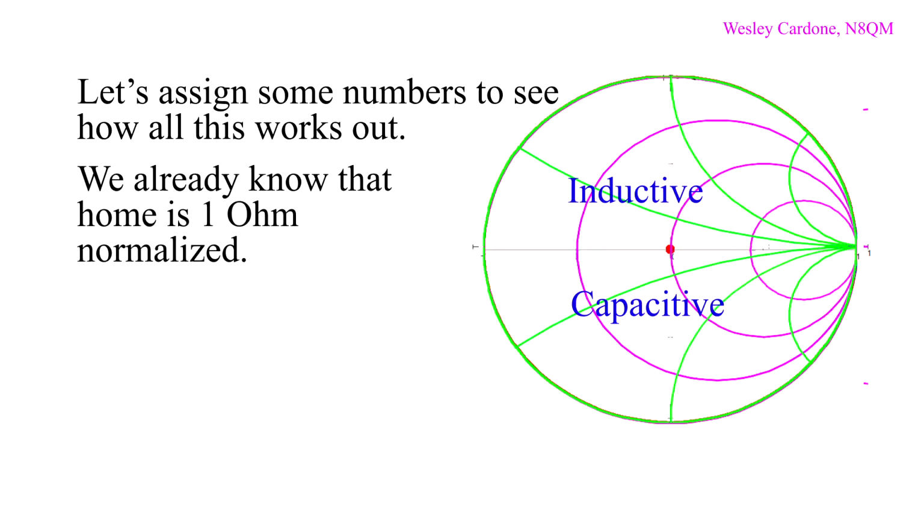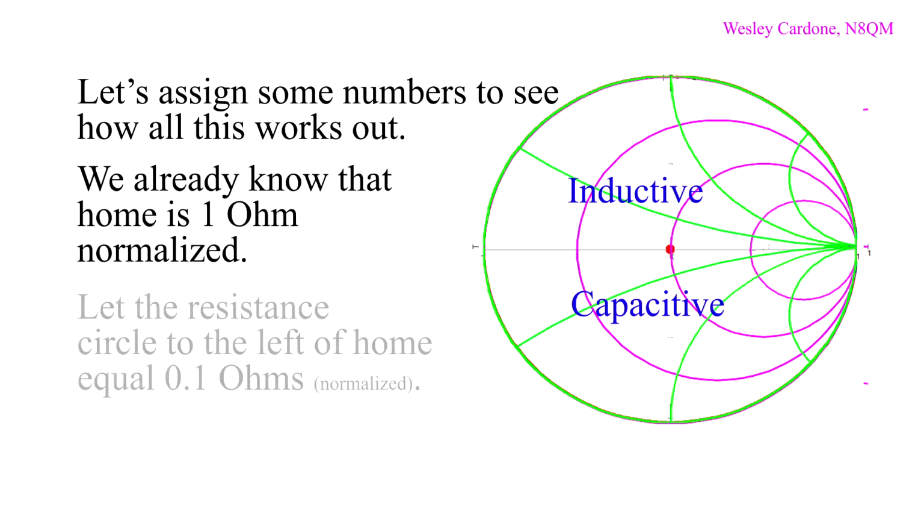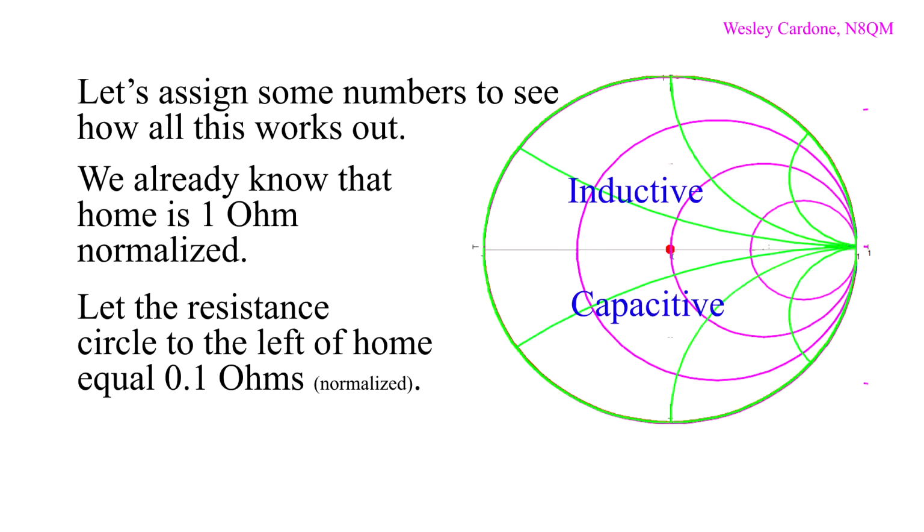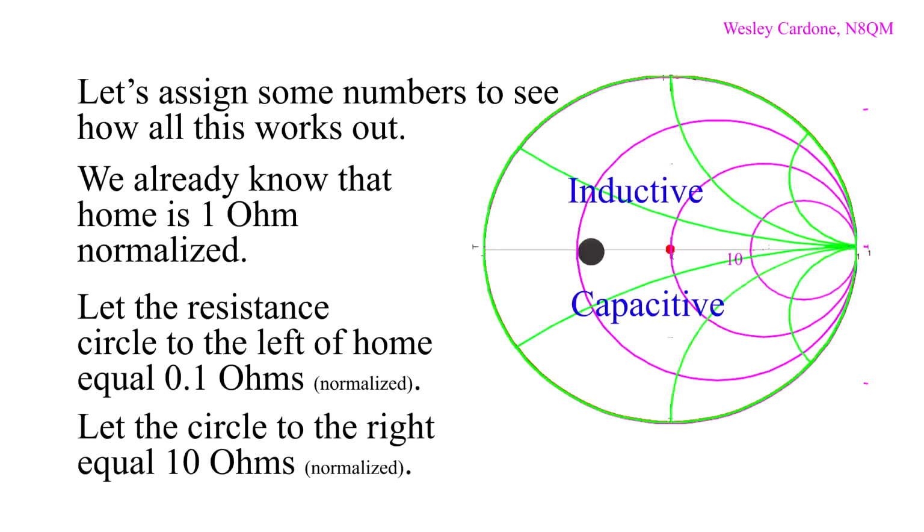Let's work with some actual numbers. A value on home plate is 1 ohm, or 50 ohms for the amateur. Values to the left of home plate are less than 1, or less than 50 ohms. Values to the right of home plate are more than 1, or more than 50 ohms. A black dot falls from the sky and lands on the Smith chart as shown. What is its vector quantity?